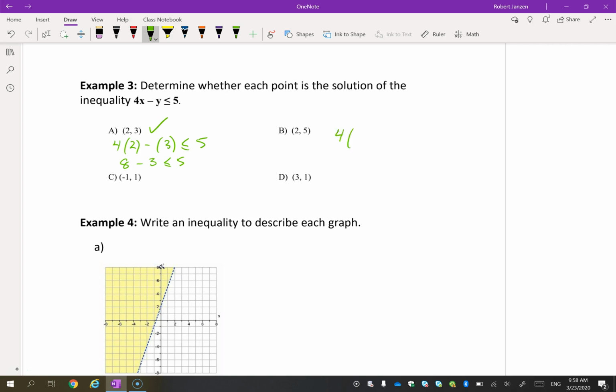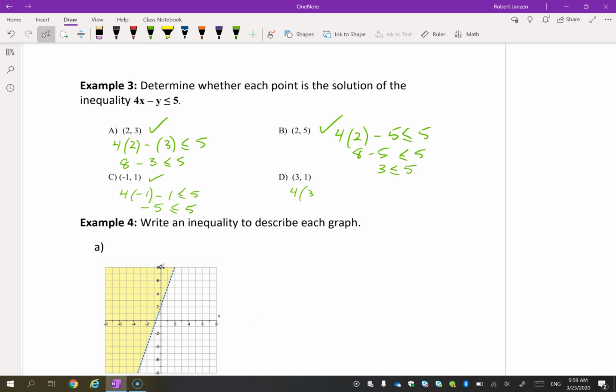Okay, 4 times 2 minus 5, is that less than or equal to 5? Is 8 minus 5 less than or equal to 5? Yes, it is. Because 3 is less than 5. Okay, let's try this one. 4 times negative 1 minus 1, is that less than or equal to 5? Well, this is negative 4. This is negative 5. Is that less than or equal to 5? Yes.